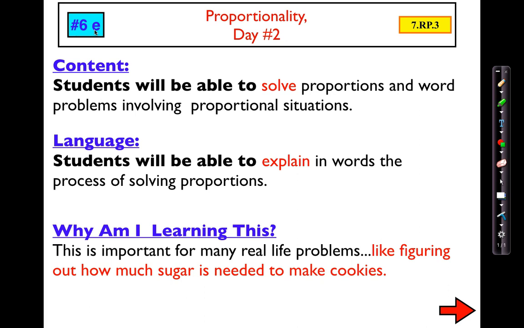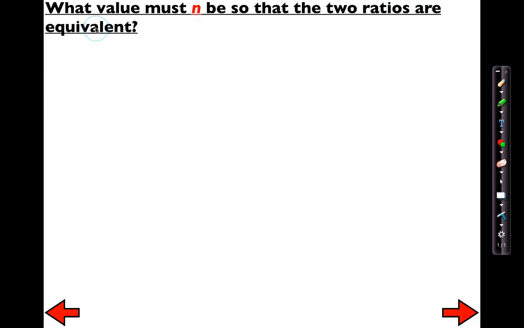Why am I learning this? Well, it's important for many real-life problems like figuring out how much sugar is needed to make cookies. Taking a look at the first problem, it says what value must n be so that the two ratios are equivalent? Okay, so what we're trying to figure out, in a sense, is a constant multiplier.